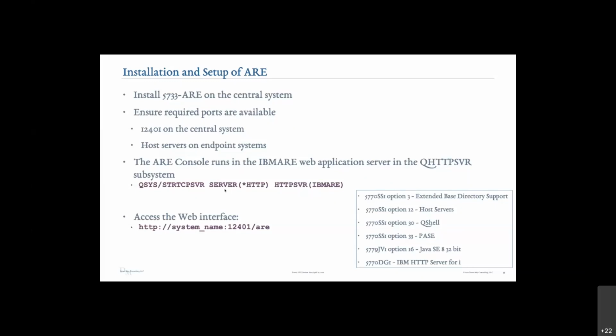The ARE console runs as a web application server. So when you start, you need to start the application server. You just start the TCP server. It's an HTTP server, and it's called IBM ARE, and it will run in the Q HTTP server subsystem. If you're going to be using ARE, you will want to set this up as an auto start server so you don't forget that you have to start it all the time. And then to log into the web interface, you know, it's very similar to Navigator for i. You just put your system name and you use the port 12401/ARE, and you will be presented with a sign-on prompt. And then when you log in, you're presented with the template deployment editor.